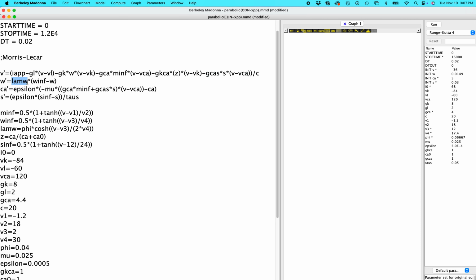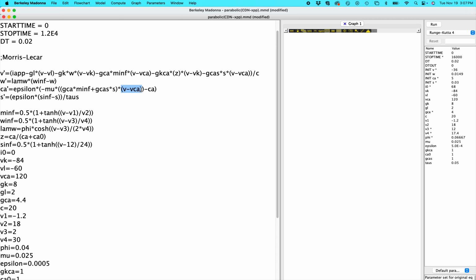Lambda_w is just the same thing as phi. It's just another name for phi. Okay, don't worry about that. And now my calcium equation: negative mu, then this is g_Ca times m_infinity, that's the spiking calcium, g_CaS times s. And then both of those gating functions are multiplied times the driving force.